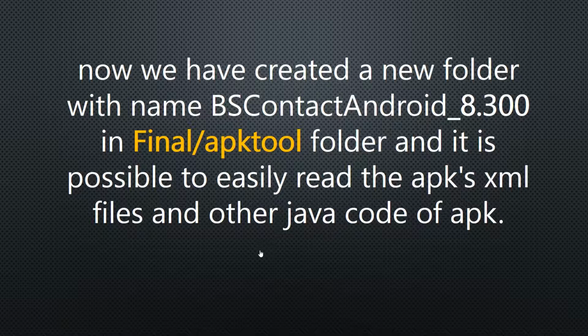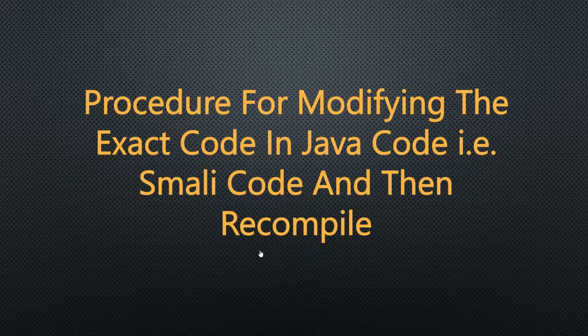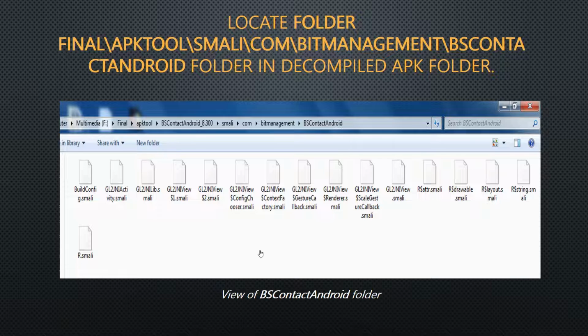Now we have created a final folder with the name bs contact android underscore 8.300 in the final apk tool folder, and it is possible to easily read the apk's xml file and other java codes of apk. Procedure for modifying the exact code in java, that is small code, and then recompile. So locate the folder. So the folder is here. You can see the bs contact android folder.